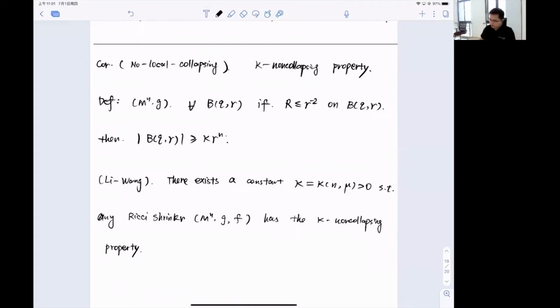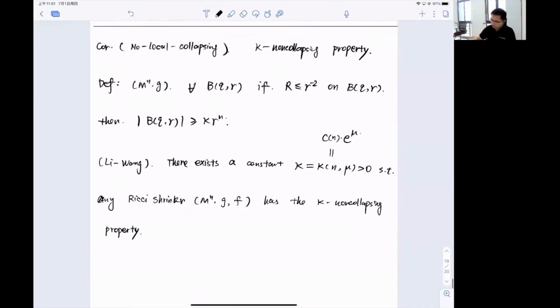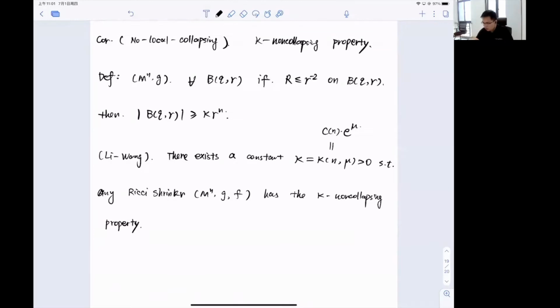Actually, we can describe the kappa a little bit more precisely. This can be chosen as a constant C_n times e to the mu. That means as long as we can control the scalar curvature on some ball on the Ricci shrinker, then we can estimate the lower bound of the volume for this ball.